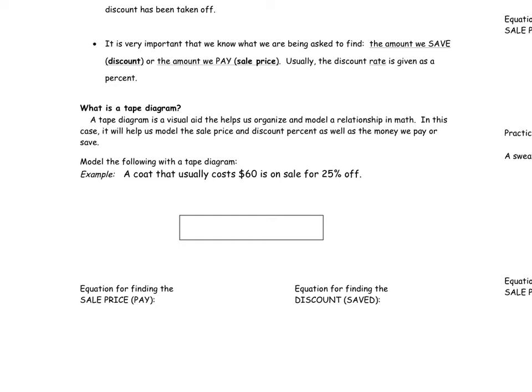So here's the money. We're going to go ahead and highlight this is what it usually costs. This bar is representing $60. The whole bar is worth $60. And then it goes on to say it's on sale for 25% off. So it's on sale, meaning that's our discount amount. They're going to take 25% off. Well, this whole bar also represents 100% of the cost. So this bar is worth $60, and this bar right now is 100%.